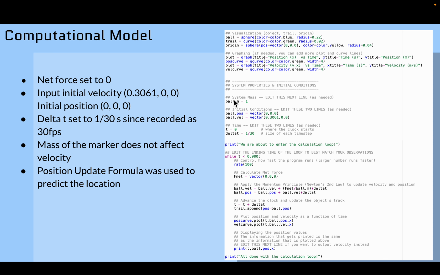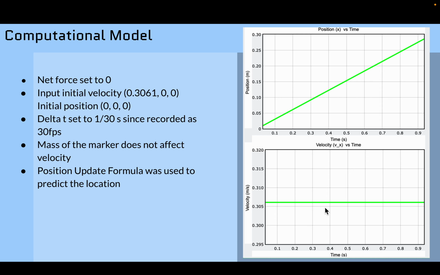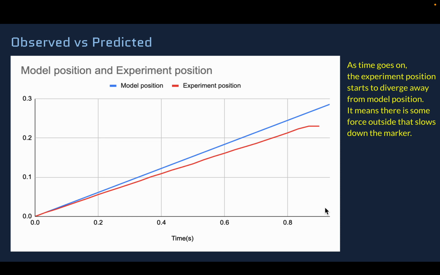So these are my computational model, and just keep in mind that it is a marker that I used, but to keep it simple, I just set the variable to be a ball. If you check this, the net force is set to be 0, and I put in the initial velocity and initial position, and delta t in this case is 1 divided by 30 since the recording was 30 frames per second. The mass of the marker does not affect the velocity, so I just kept it 1, and I used the position update formula to predict the location. So this is the result.